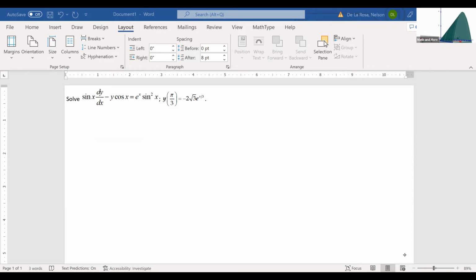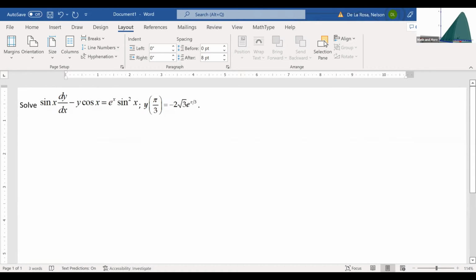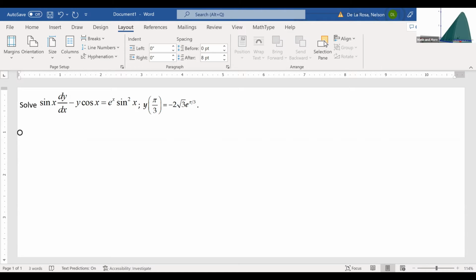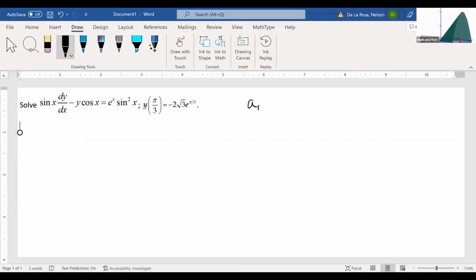Well, this problem involves solving an initial value problem composed of a differential equation and a condition. So notice that the equation is of the form a sub 1 of x dy dx plus a sub 0 of x y equals f of x.